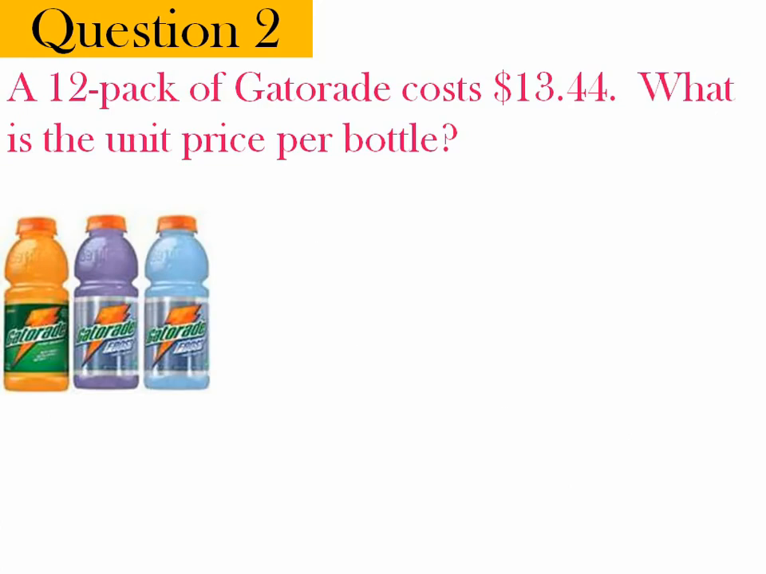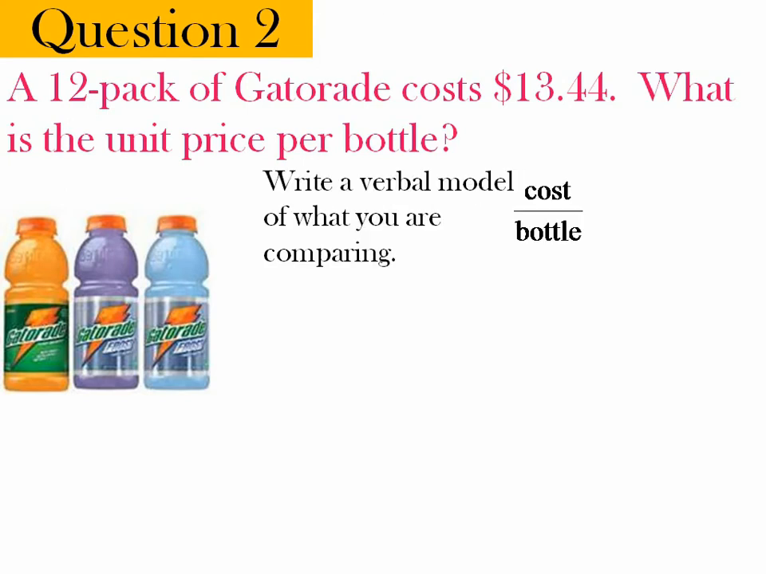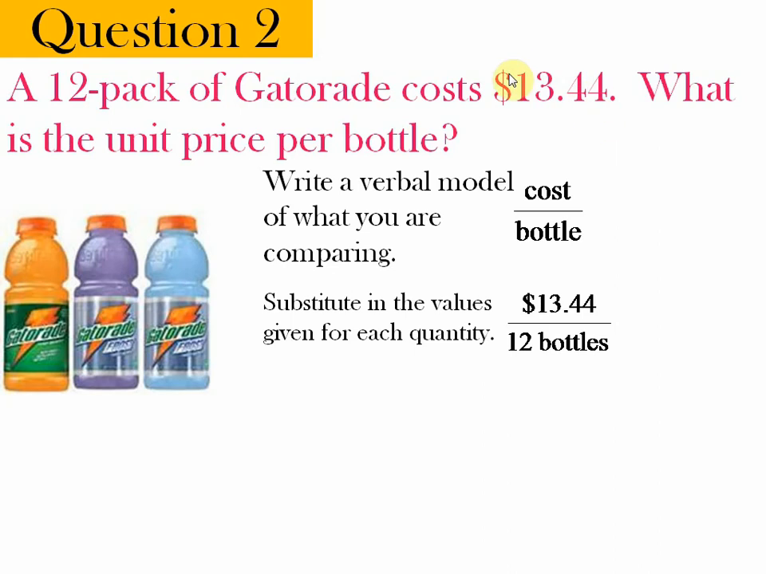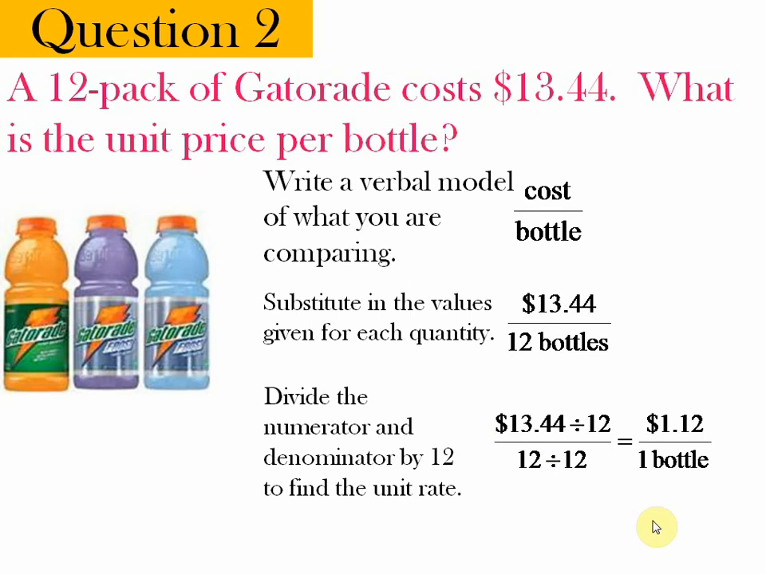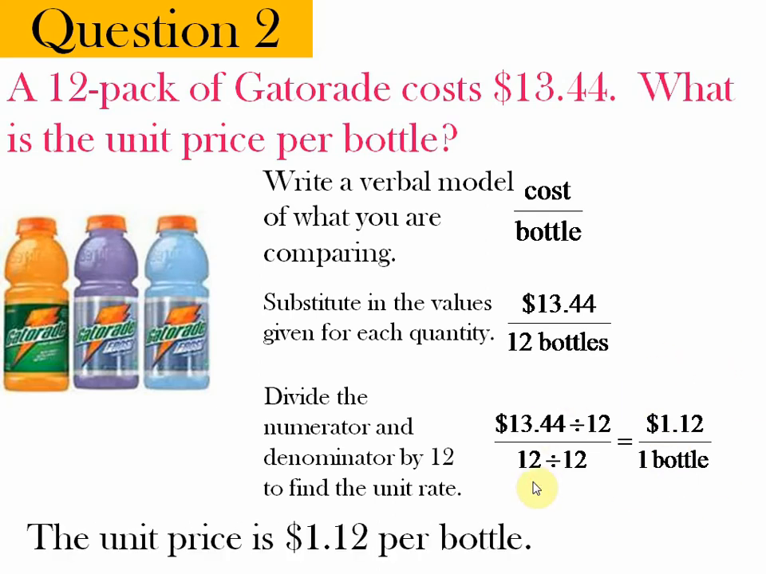So next, moving on, question number 2: a 12 pack of Gatorade costs $13.44. What is the unit price per bottle? So first we have to make the formula, cost per bottle. He said to find the unit price, the cost per bottle. So we have the cost of the 12 bottles, 13.44 divided by 12. Now we are going to divide both the quantities by 12. We got the answer, which is $1.12 as the price per bottle. So just simply you divided the total price by the number of bottles, you got the answer per bottle. This is the per unit rate of the value of the bottle.